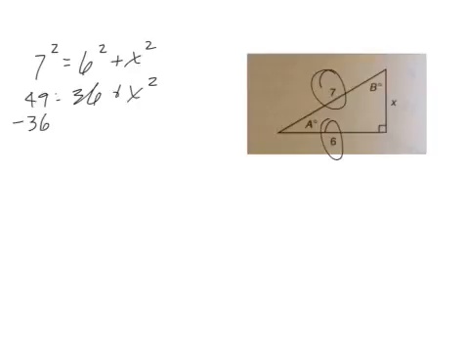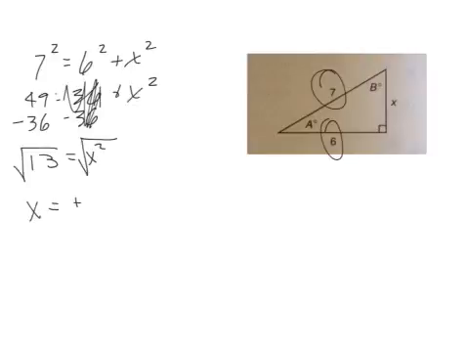Subtract 36 from both sides. 49 minus 36 is 13 equals x squared. Now remember, to get rid of your exponent, you take the square root of that and the square root of that. So we get x equals, actually we get plus or minus the square root of 13, but since length can never be negative, we don't even worry about the negative. So our hypotenuse, or our x then, is square root of 13.